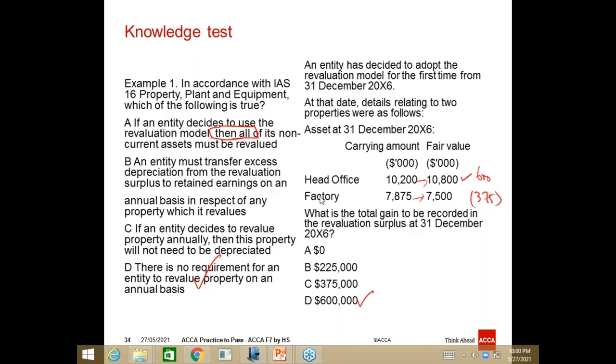Head office and factory are two different assets, so you cannot adjust the revaluation gain and the revaluation loss of different assets. Because, as we have discussed, the loss will go in the income statement and the gain will go in the equity. They were specifically asking what gain will be reported in the revaluation surplus. So in the revaluation surplus, there will be a gain that we will need to recognize in the equity, because the revaluation loss will go in the income statement.